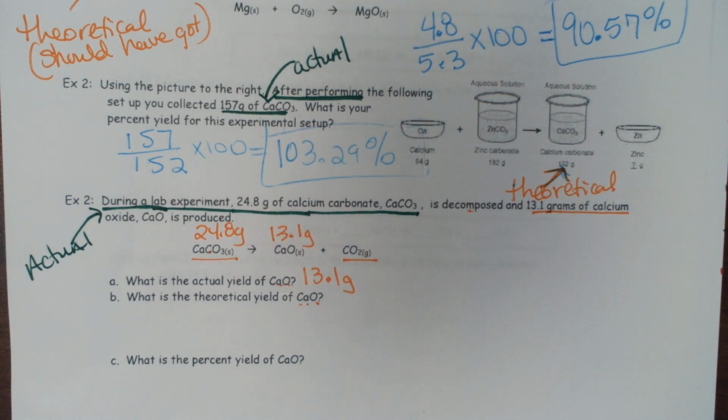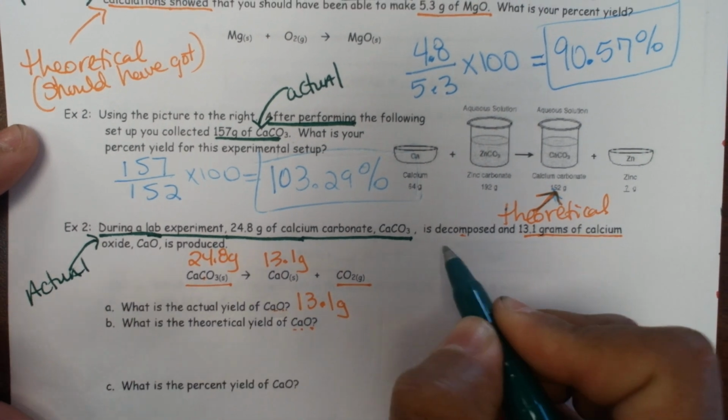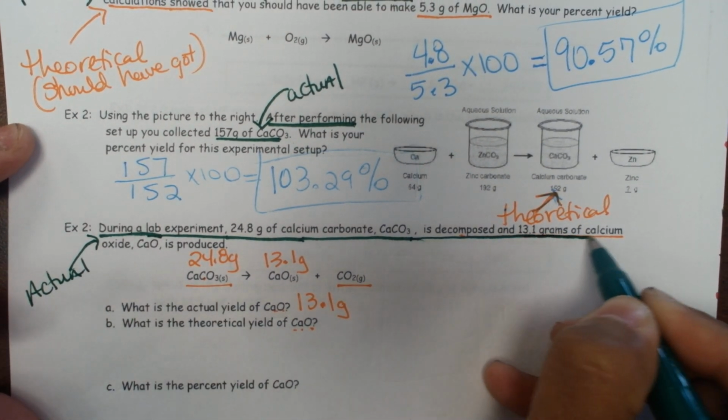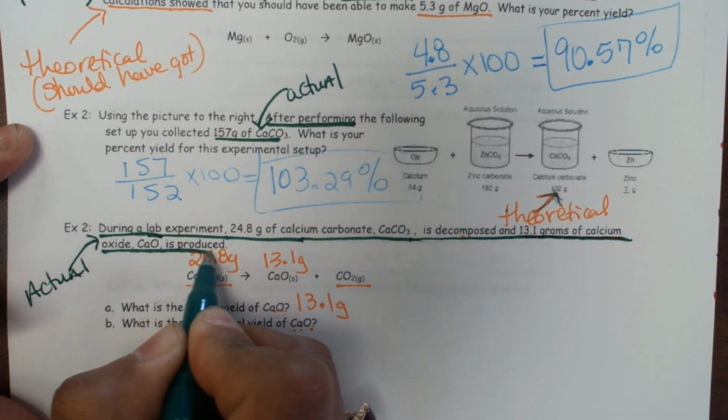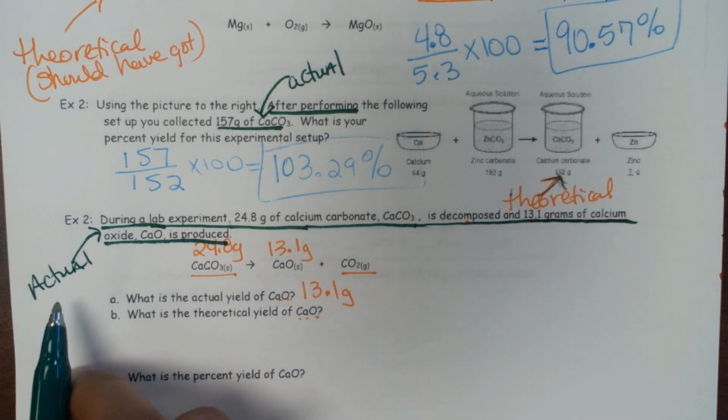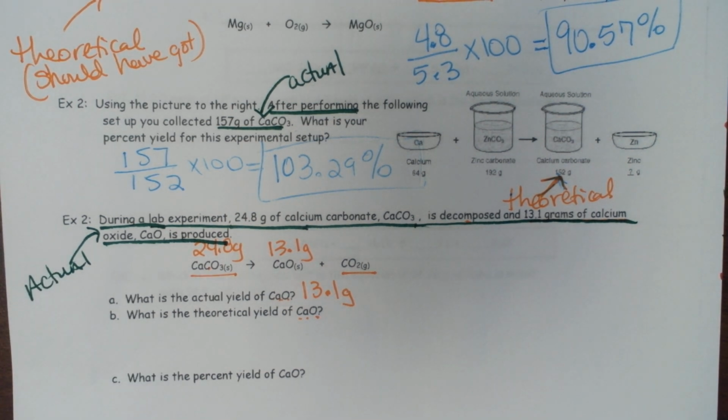And why is it 13.1? Did you see over here? I agree. It decomposed into this and it produced that. But do you see how I said actual? So you subtract 13.1 from 24.8. Mmm. The rest of the yield. So the theoretical number.